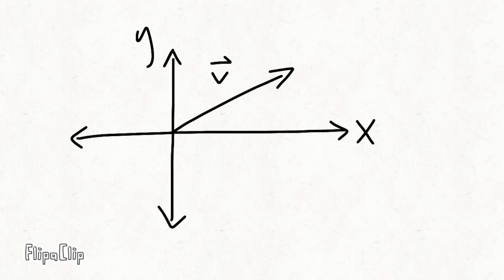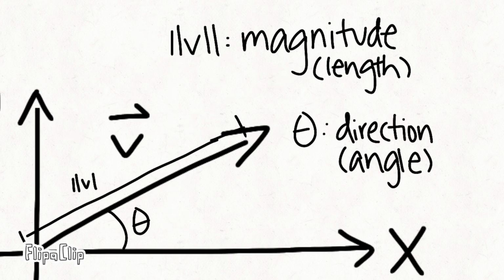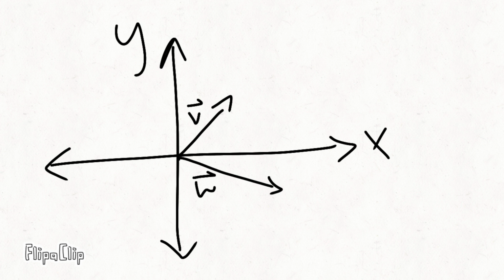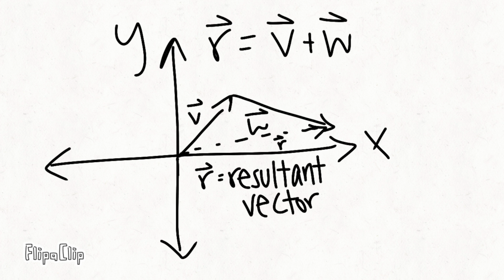Velocities in two dimensions become vectors. Each vector has a magnitude and direction. Vectors don't have a set position, so they can connect with each other, creating a resultant vector that is the sum of the added vectors.